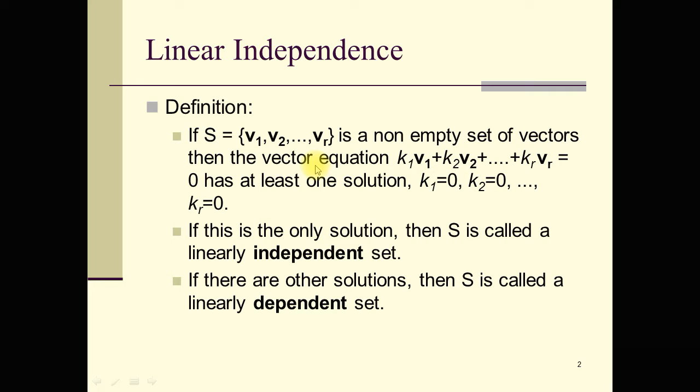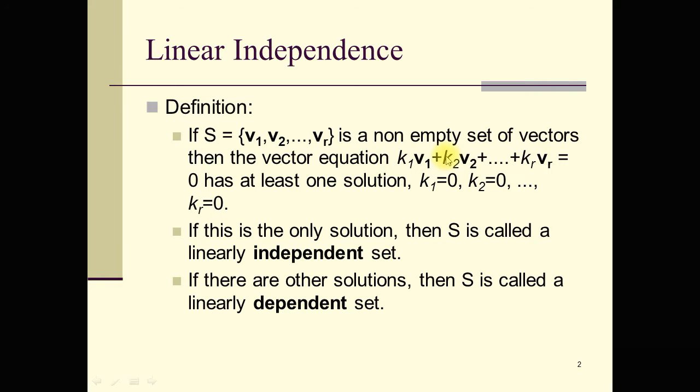Now, the definition of linear independence. Suppose we have a set S of vectors v1, v2, v3 up to vr. This is a non-empty set of vectors. Then the vector equation k1 v1 plus k2 v2 plus and so on plus kr vr is equal to 0 has at least one solution, which is k1 is equal to 0, k2 is equal to 0, and so on up to kr is equal to 0.